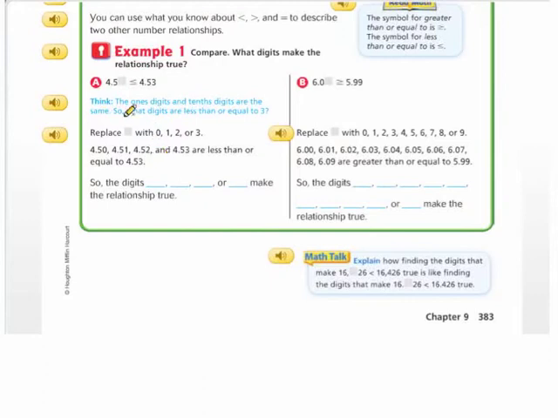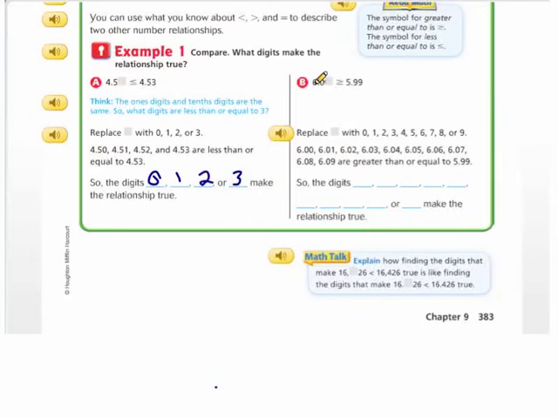So we know that 450 hundredths, 451 hundredths, 452 hundredths, 453 hundredths are less than or equal to 453 hundredths. So the digits 0, 1, 2, or 3 make this relationship true. Okay, now let's go to this one.